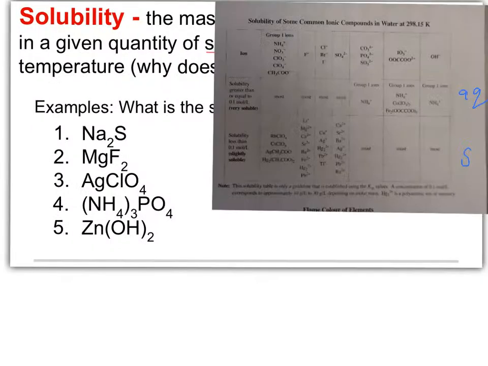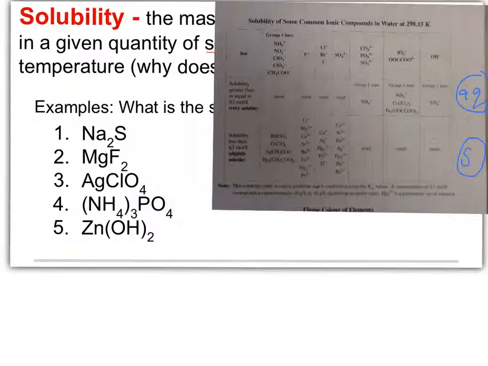On the right-hand side over here, I've written down aqueous and solid because this top row of the solubility table means that the compound is going to be aqueous, and the bottom row of the solubility table means that it would be non-aqueous, meaning it would not be soluble and not dissolve in water.